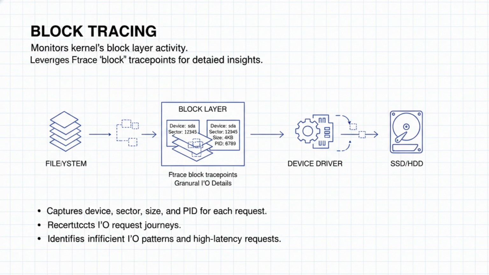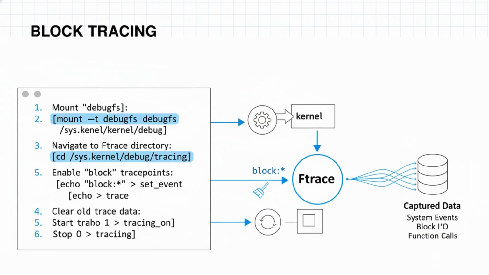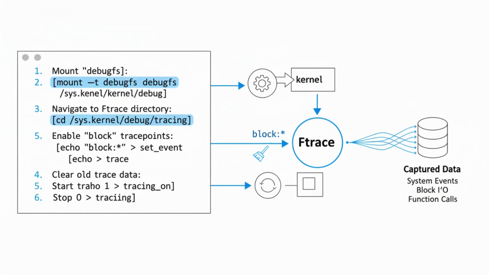By collecting this rich metadata, we can reconstruct the journey of each I/O request, identify patterns of inefficient I/O, detect specific requests that suffer from high latency, and ultimately attribute these delays to specific applications or kernel components. This is essential for fine-tuning storage performance and optimizing disk-bound workloads. Now, let's walk through the practical steps to set up Ftrace for block tracing.